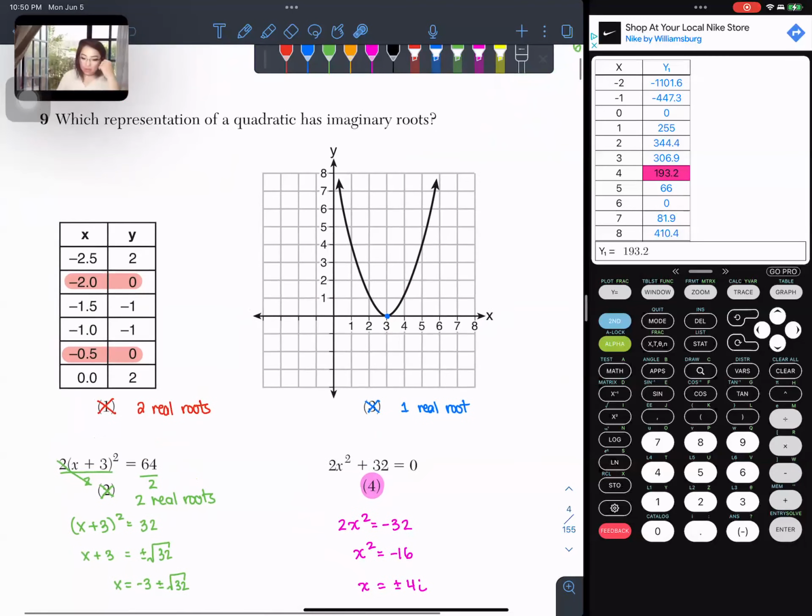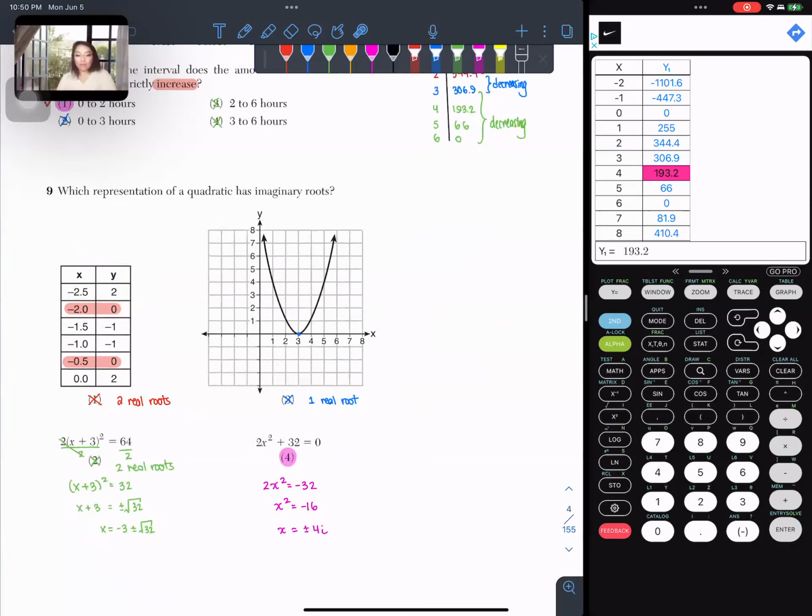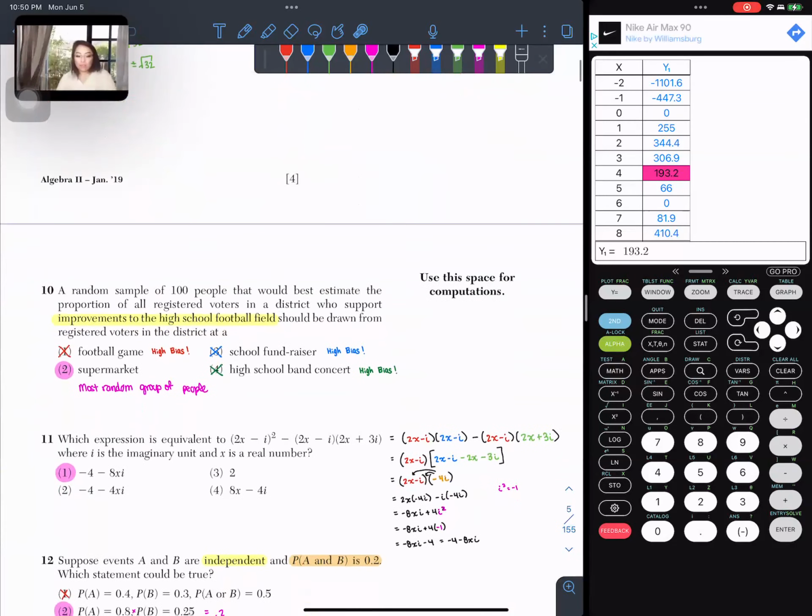Imaginary roots. The table has 2 real roots. The graph has 1 real root because it has an intersection on the x-axis. And the second one, if you solve it, you also get 2 real roots. I mean, anything squared equals 32. The only time you're not going to have real roots is number 4, because you have imaginary numbers. X squared equals -16. Any square equal to a negative number is going to produce an imaginary solution.